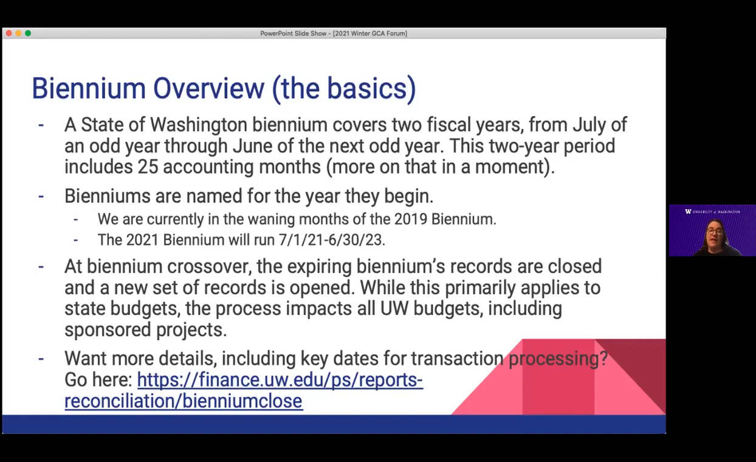And so at the crossover, the expiring biennium's records are closed and a new set of records is open. And this primarily applies to state budgets and that portion of the funding, but the process impacts all UW budgets, including sponsored projects. And we've got a link here which will have more details, including key dates for transaction processing, and these slides will be on our website, so you can access this link from there.